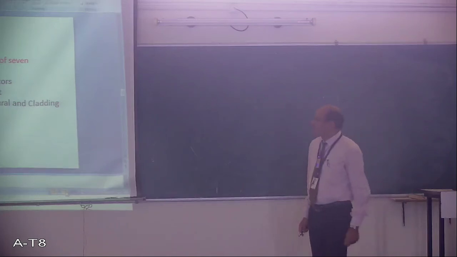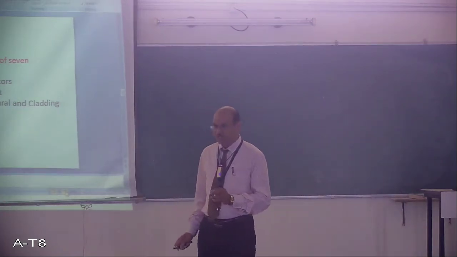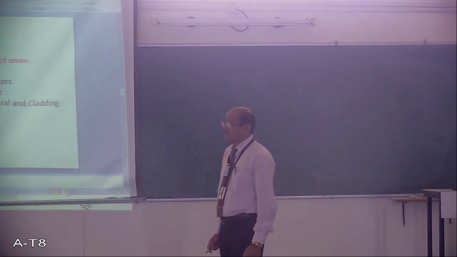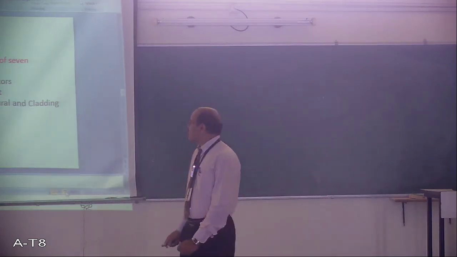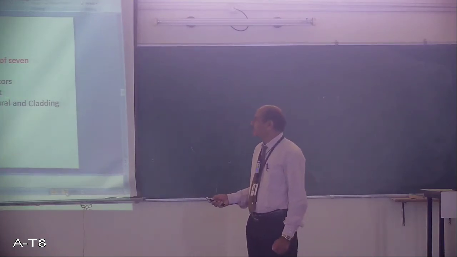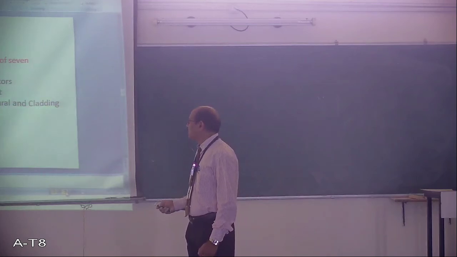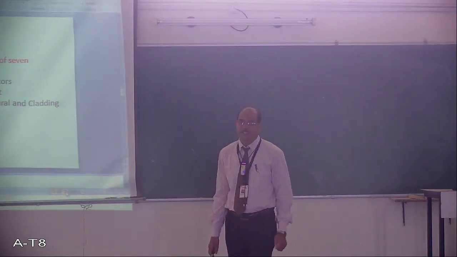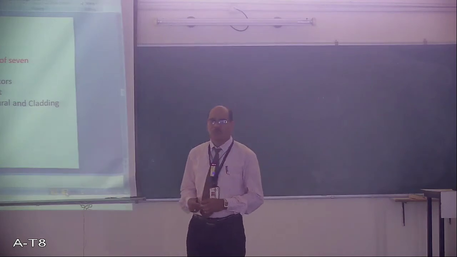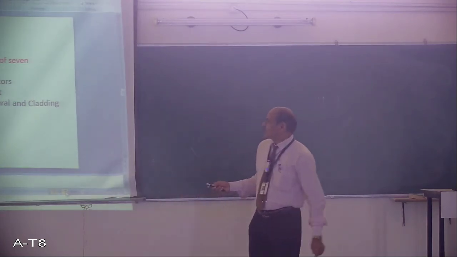Okay, then a reactor, what you have just seen. A reactor essentially consists of 7 components. So what are those 7 components? Fuel, moderator, reflector, coolant, control rod, structural and cladding materials, and reactor shielding. While choosing each and every component, we should be very careful. So one by one, let us see now.